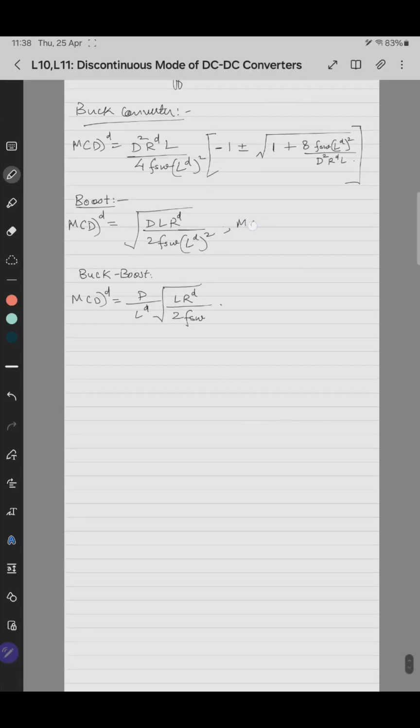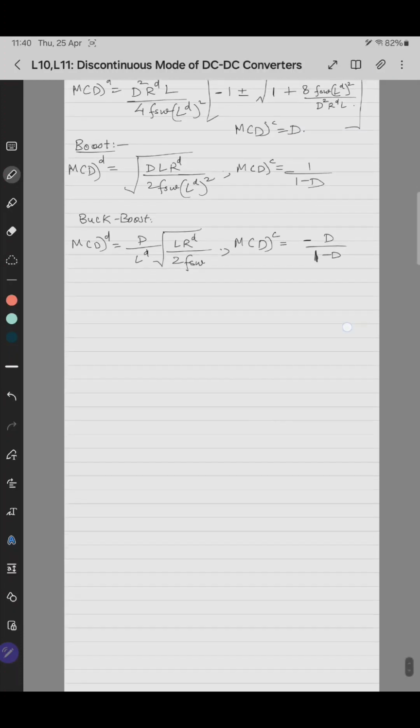For this case, M of D for CCM is 1 by 1 minus D. For this case, M of D for CCM is minus D by 1 minus D. And here M of D for CCM is D.